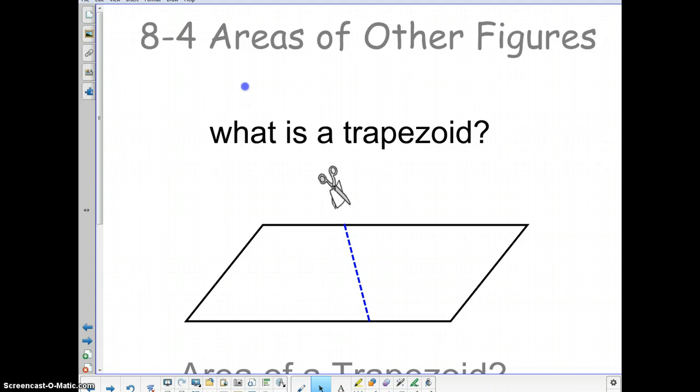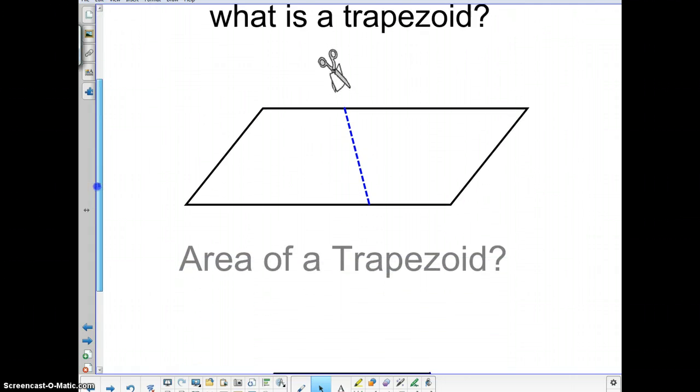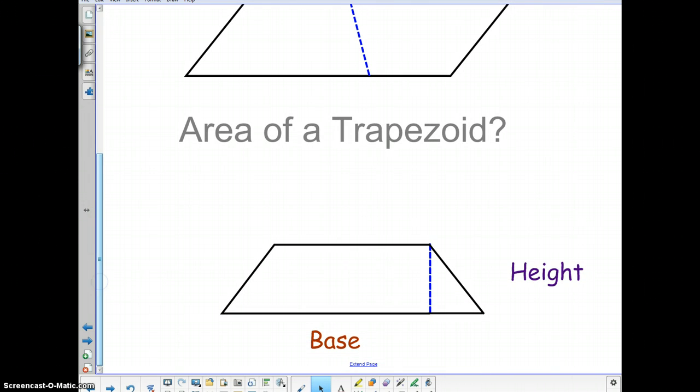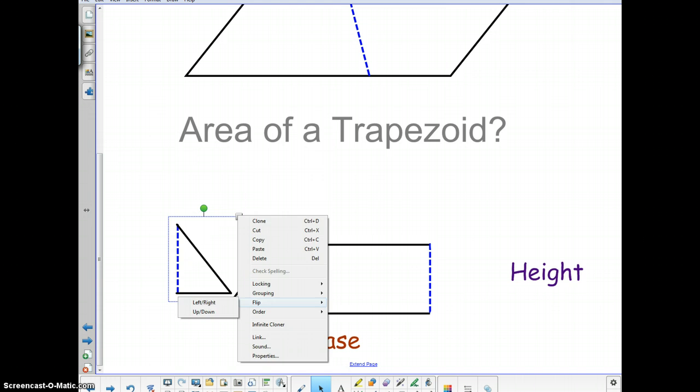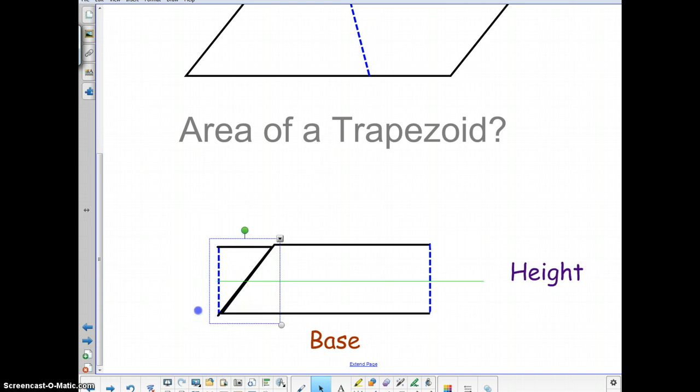But if we were to cut a parallelogram down somewhere, split it in two, as long as that cut is not going through vertices, it's going to make two trapezoids. So I'm going to show you in a different way how we are going to calculate that. Just like I showed you with the triangle, we're going to be able to cut this trapezoid and see it in a different way. So if I have a trapezoid like this, and then I take off that one side and bring it over and flip it, I should be able to line that up and create a rectangle.